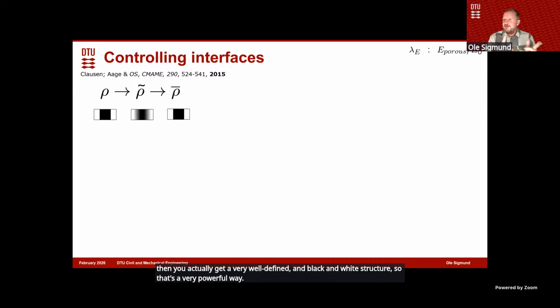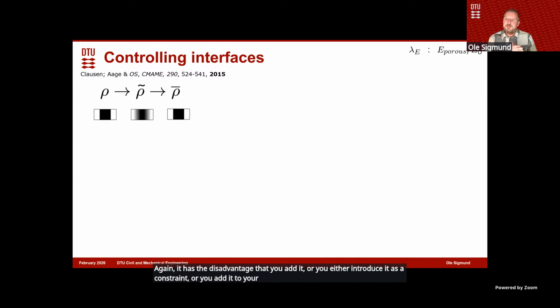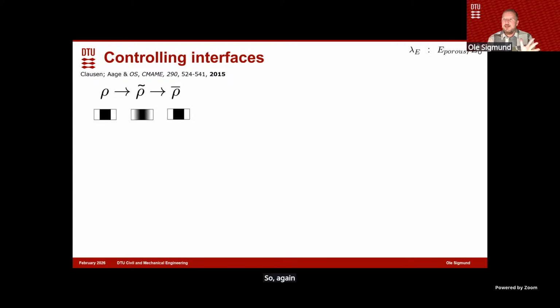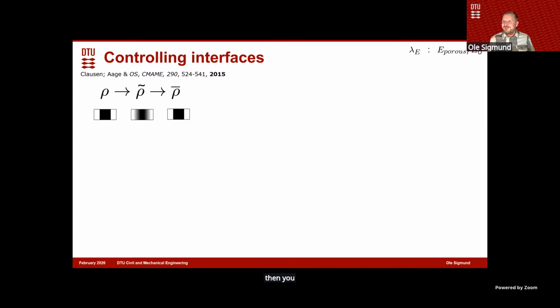Again, it has the disadvantage that you either introduce it as a constraint or you add it to your objective function, and then it becomes difficult with the weighting. So again, they work very well, and they are known from the beginnings of topology optimization, but they are also difficult to control. So that's why I preferably want to avoid them. But I think I also said it last time, if everything else fails, then you could start with that.